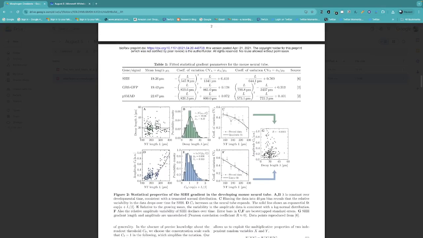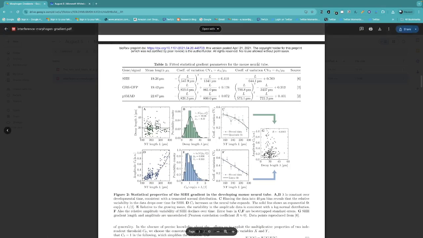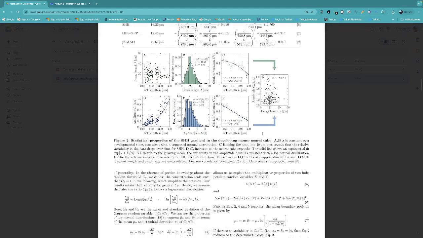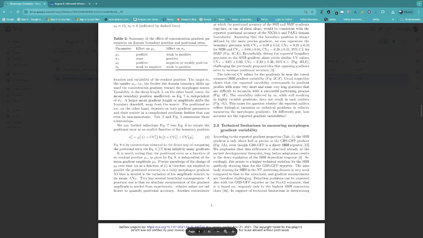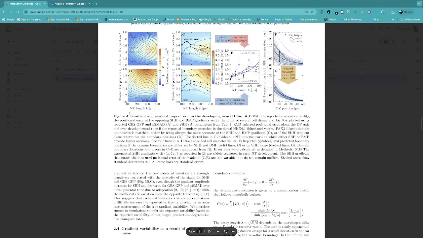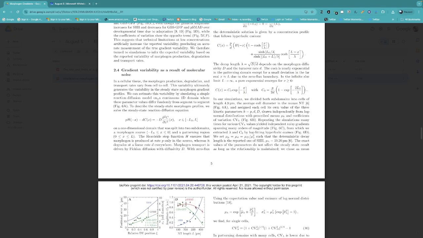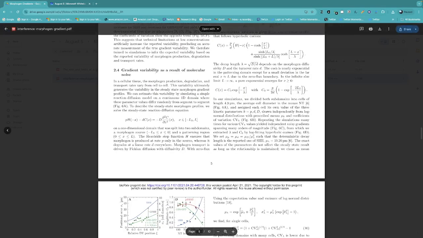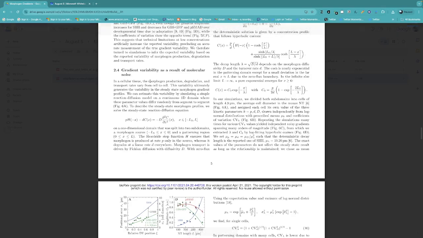Okay, so the rest of this paper is talking about these statistical gradient parameters for the mouse neural tube, looking at this example here and working it out. And then, of course, they talk about the technical limitations of these measurements. They're talking about gradient readout precision in the developing neural tube, and they give some examples of that here. And so, a couple words on gradient variability as a result of molecular noise.